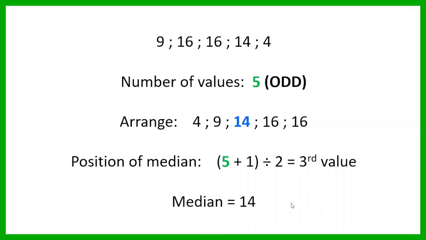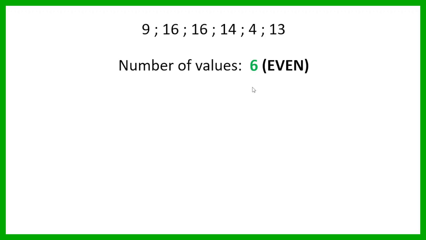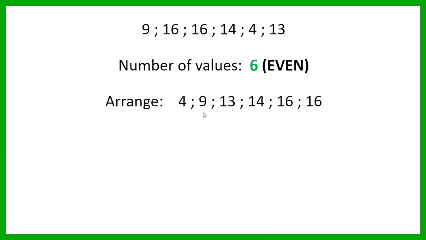Okay, next example, we have now got an even number. In this case, I've got 9, 16, 16, 14, 4, 13. So the number of values is 6, which is an even number. Just like in the previous example, I have to put these in ascending order. So if I arrange them, it's going to look like this. 4, 9, 13, 14, 16, 16.